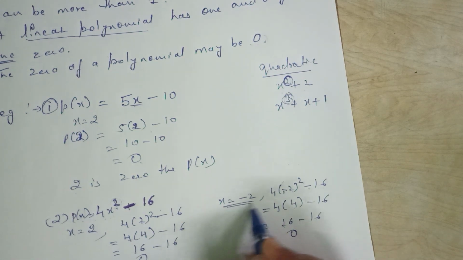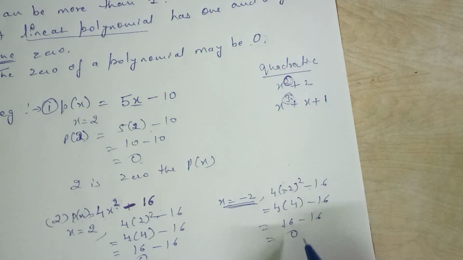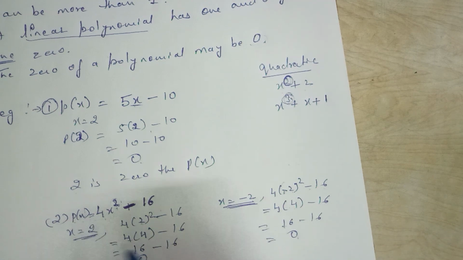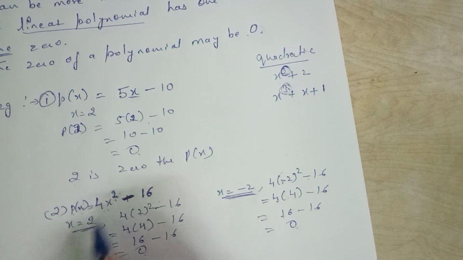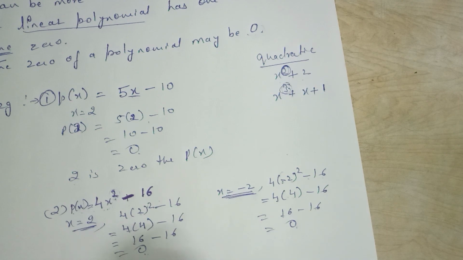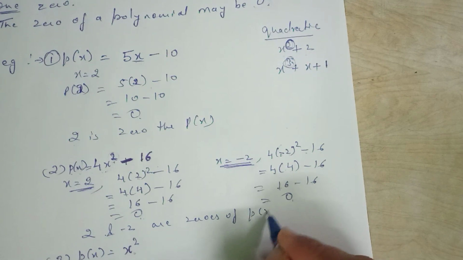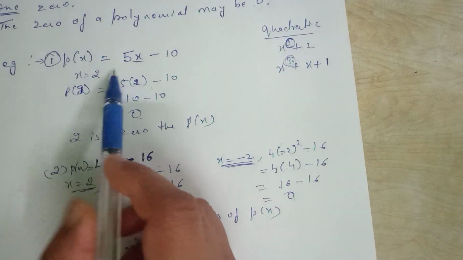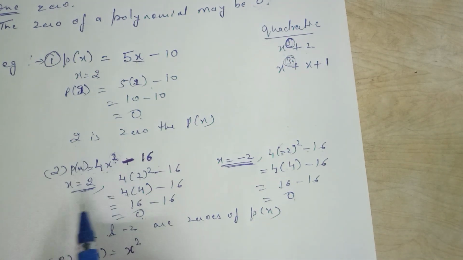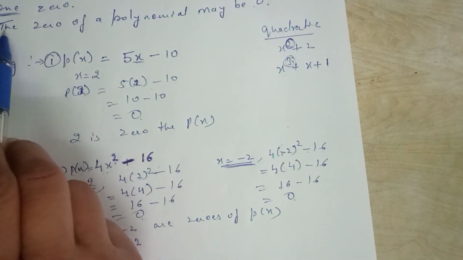So if we take x equal to minus 2, the value of the polynomial becomes 0. If we take the value of x equal to 2, the value of the polynomial becomes 0. So this way we say that the zeros of this quadratic polynomial p(x) are 2 and minus 2. So for linear, how many zeros do we get? 1. For quadratic, how many zeros do we get? 2.